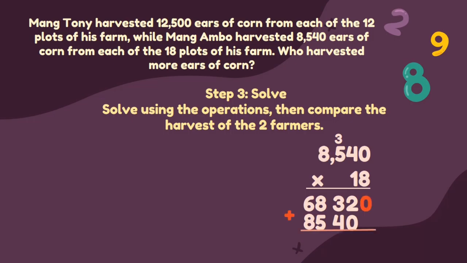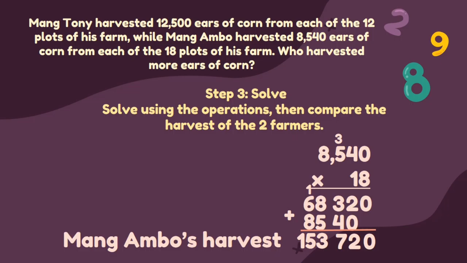Now we add the partial products. We bring down 0. 2 plus 0 is equal to 2. 3 plus 4 is equal to 7. 8 plus 5 is equal to 13. We write 3 and regroup 1. 1 plus 6 plus 8 is equal to 15. Now we have 153,720 ears of corn, which is Mang Ambo's harvest.